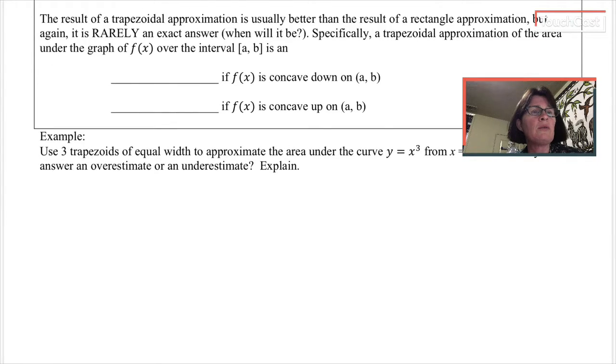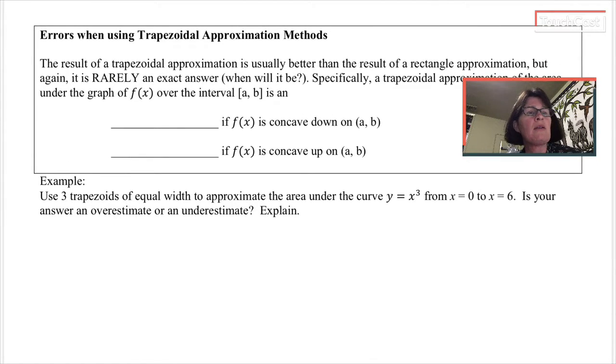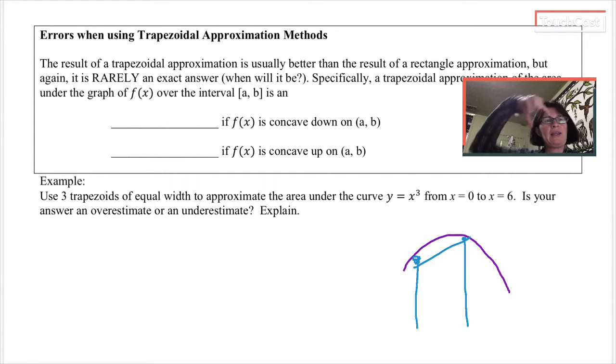So I usually draw a little concave down, like an upside down parabola, and I imagine trying to draw in a trapezoid underneath it. So let's say I want to go from here to here, and it's pretty easy for me to see that if I tried to fit a trapezoid in this upside down parabola, it's going to be an underestimate because I'm going to have this leftover area here.